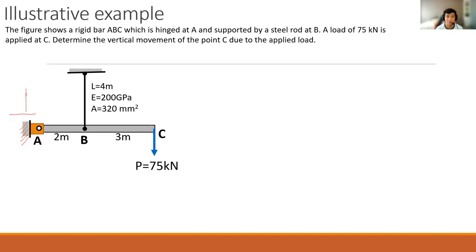It's supported by a steel rod. So this one is the steel rod at B. And then a load of 75 kilonewton is applied at C. So this is the load at C, 75 kilonewton. Determine the vertical movement of the point C due to the applied load.